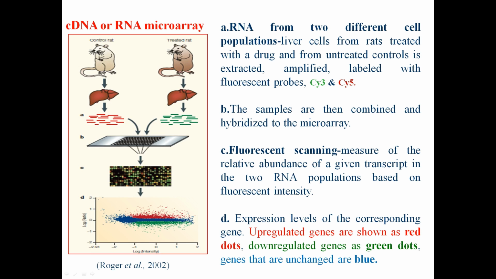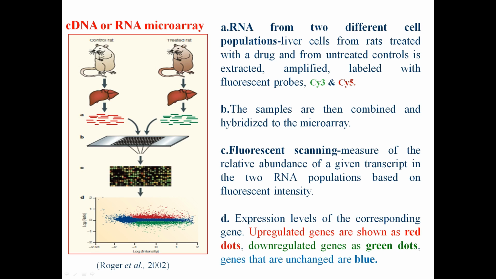cDNA or RNA microarray. Then RNA from two different cell populations, here maybe a control rat or treated rat. Then liver cells from these rats, treated with a drug versus the untreated control, are extracted, amplified, and labeled with fluorescent probes, maybe Cy3 and Cy5. The samples are then combined and hybridized with the microarray.